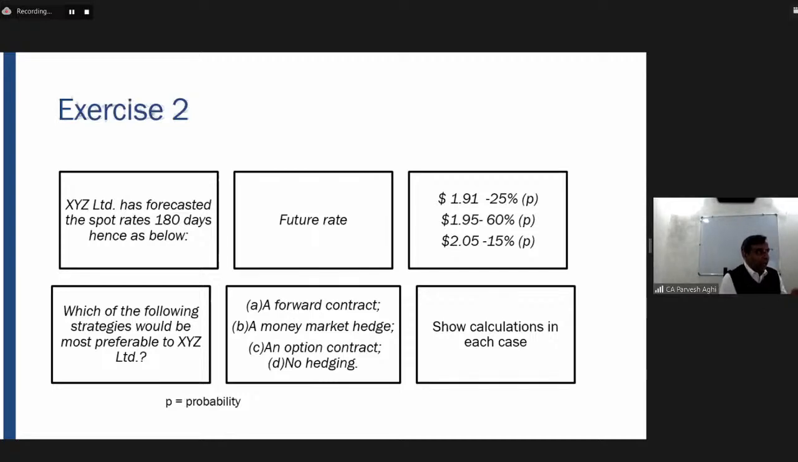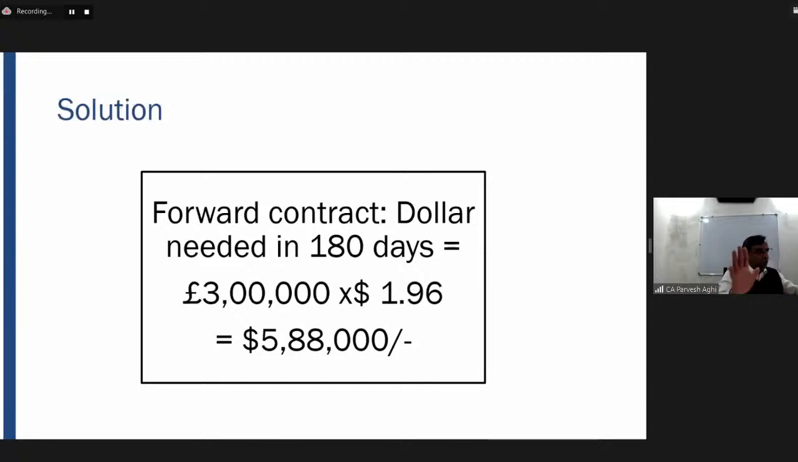Ultimately they have to pay in pounds, but they have to shell out in dollars. So we have to say how much will be the dollar outflow under each of the 4 situations. The least will be the one we should go for. So let's begin. The first one is very simple, the forward contract.